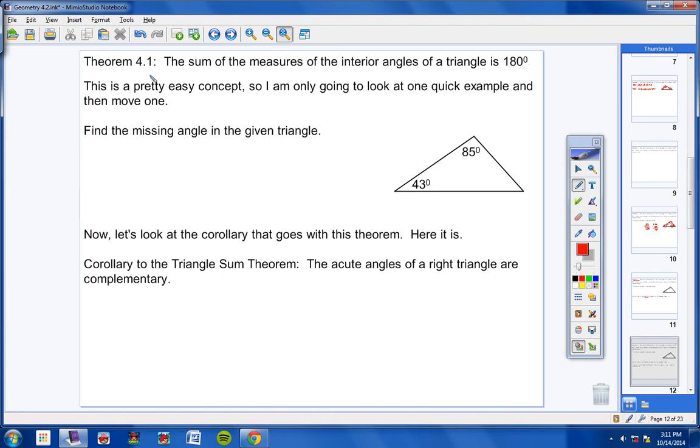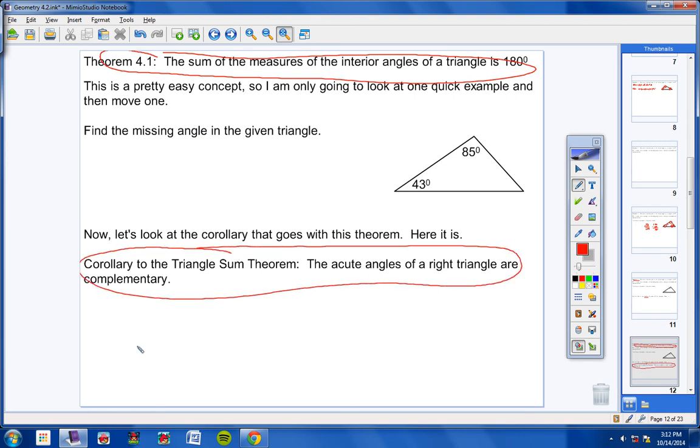You don't need to know that. I'm not going to test you on that. However, I'm just saying this theorem up here is sometimes called the triangle sum theorem. So now we're going to look at the corollary to the triangle sum theorem. You are responsible for theorems, as you guys know. And you're also responsible for corollaries, so you will need to know this for tests and quizzes. Corollary to the triangle sum theorem.